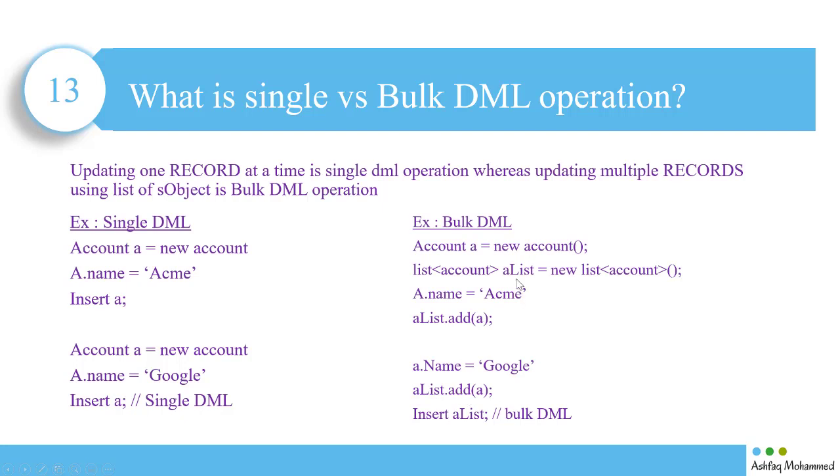Okay. Now what is happening? Now my list contains two records. One is Acme, another is Google. Okay. Now together I will just insert the list. So this is nothing but the bulk DML operation. So this is how we insert multiple records. This is just the example of 2 records, but whether it is 10 records, 15 records, 20 records, or 100 records, you have to insert using the bulk DML operation.